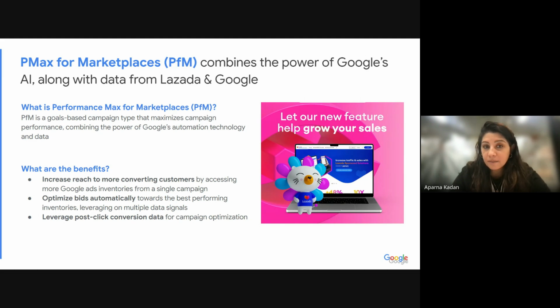So what is the benefit of it? It will increase reach to more converting customers because it can access all Google Ads inventory, all types, from one single campaign. Secondly, it can optimize bids towards the best performing inventory. So we have multiple data signals due to having this diverse inventory. And lastly, we will be able to leverage post-click conversion data. So as we see over time with the campaigns, the data that we get will drive efficient campaign optimization to ensure that you have the best ROAS possible.